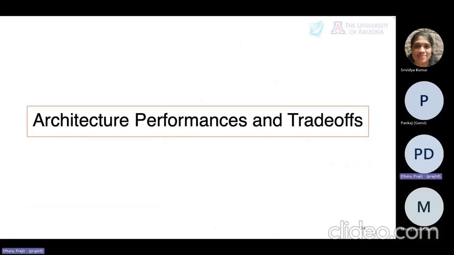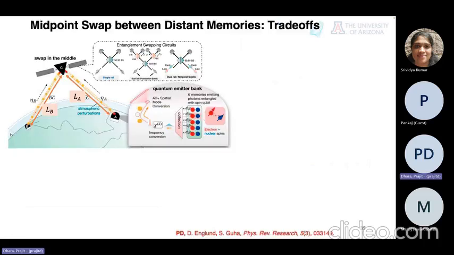So how do I then take all of these things and get to actual architecture performances and trade-offs? We can analyze midpoint swap between distant memories. In this case, I generically show this to be a swap based on a satellite, but it being on a satellite and it being on ground doesn't make a difference. I only want to change what my betas look like and what they do.